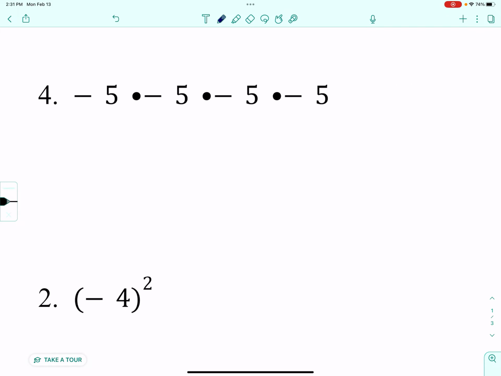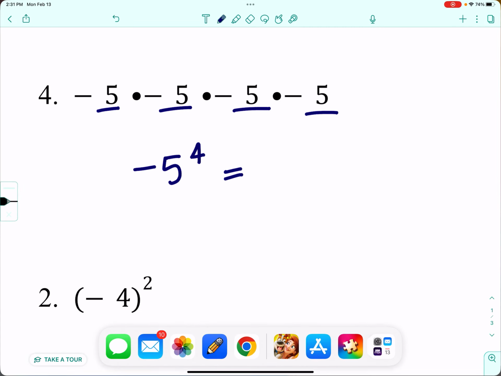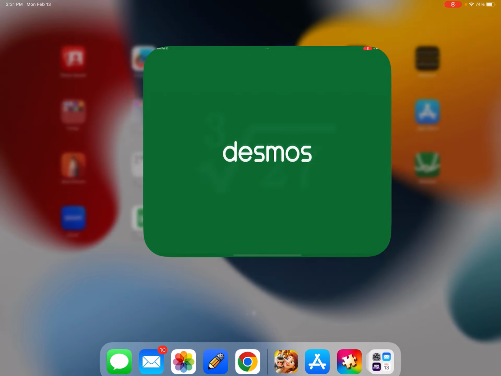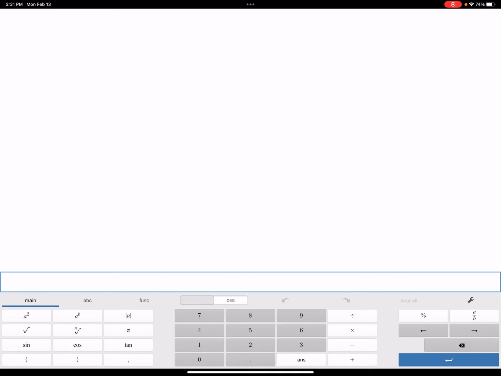This is another one I wanted to warn you about. Our base is pretty clearly -5, and it has been used as a factor 4 times. When you put this in the calculator, if you put it in just like it is, well, you know what? Let's just go plug it in. -5 to the 4th power. That gives me -625.